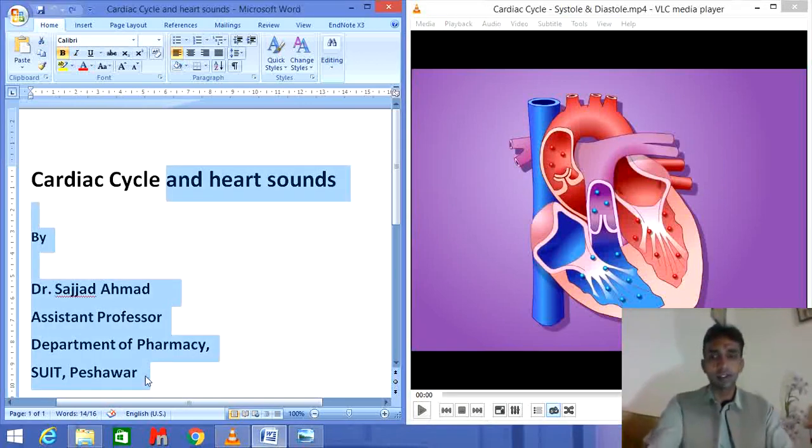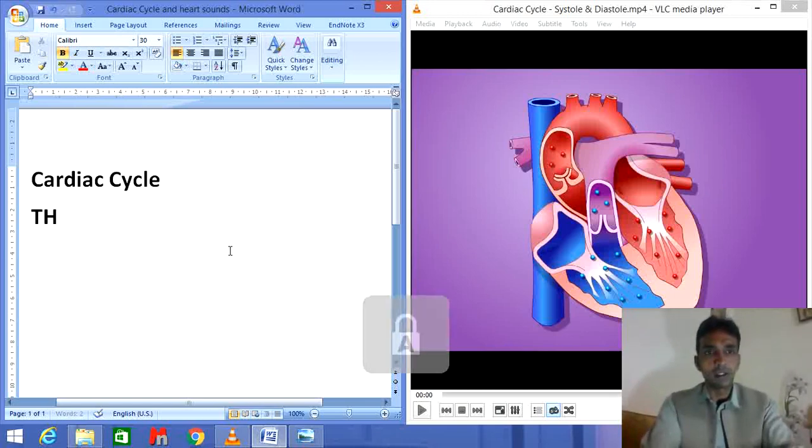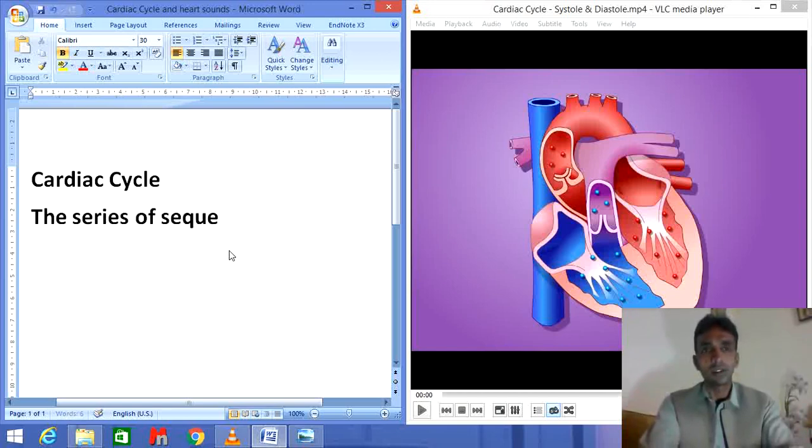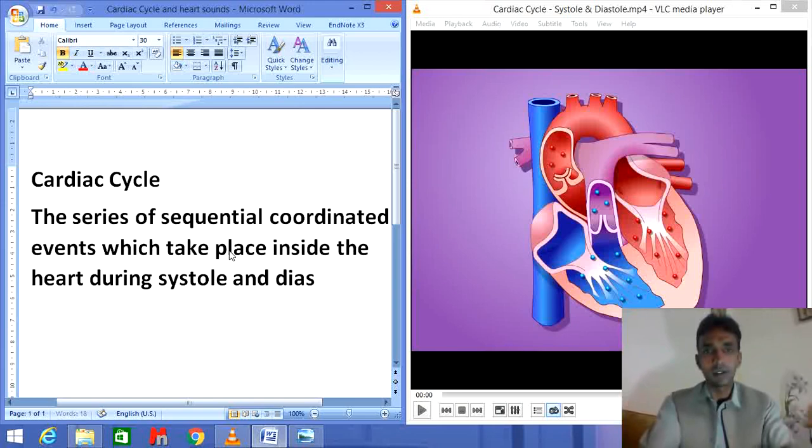First of all, cardiac cycle, the series of sequential coordinated events which take place inside the heart during systole and diastole. The cardiac cycle consists of two main steps.